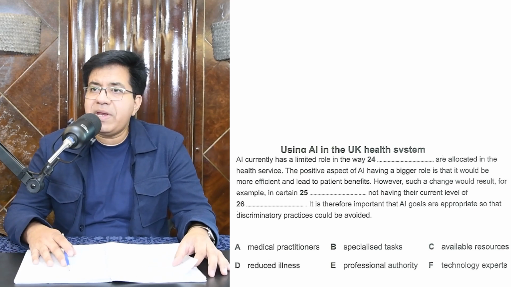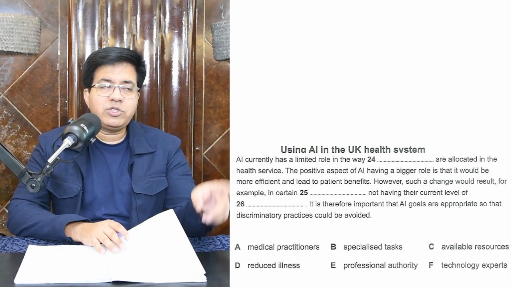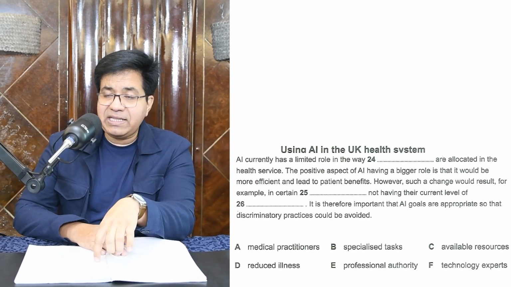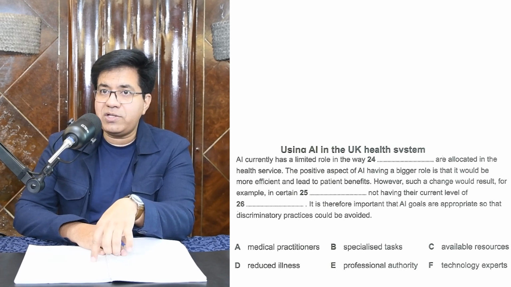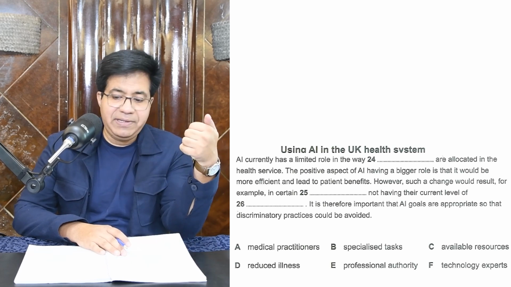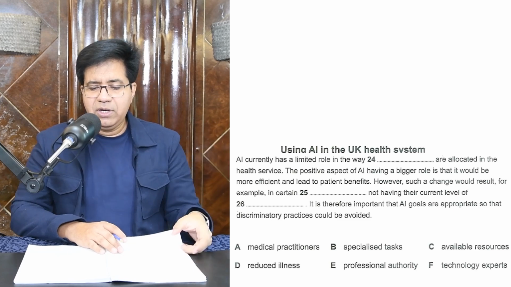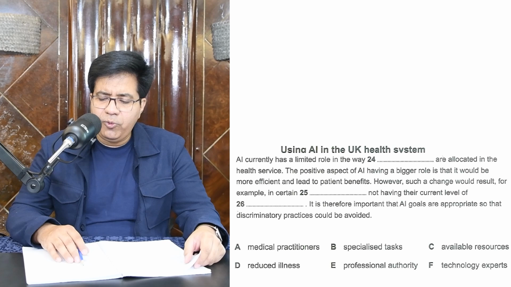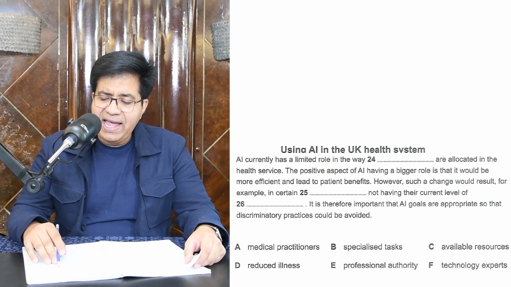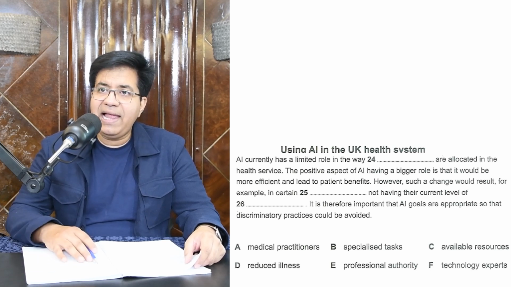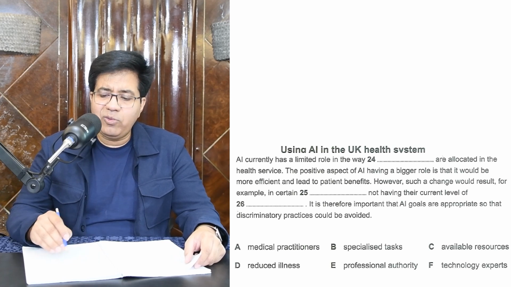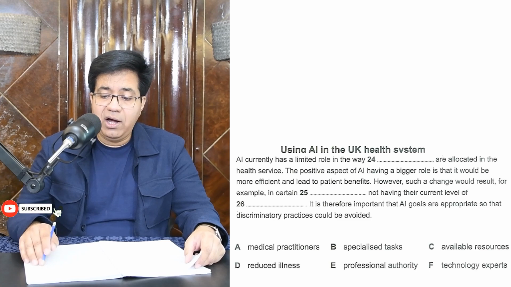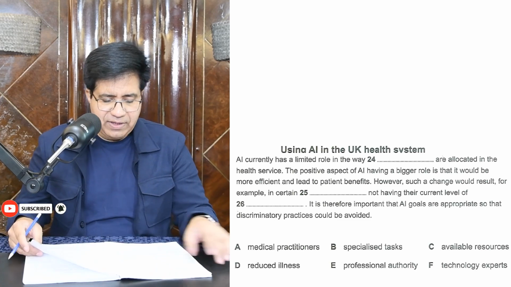Basically, it is summary completion with a box. First of all, you will find a word from the passage. Then you will see the synonym of that word in the box. And then you're going to write that label A, B, C, D, E, F. Now, let's see. AI currently has a limited role in the way dash are allocated in health service. Now, what are allocated? Okay, dash means answer should be plural. Dash are allocated in the health service.